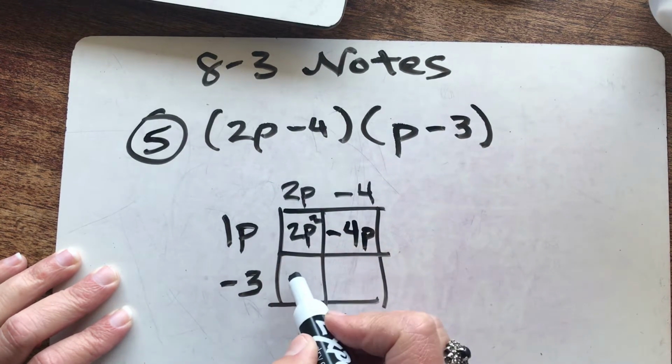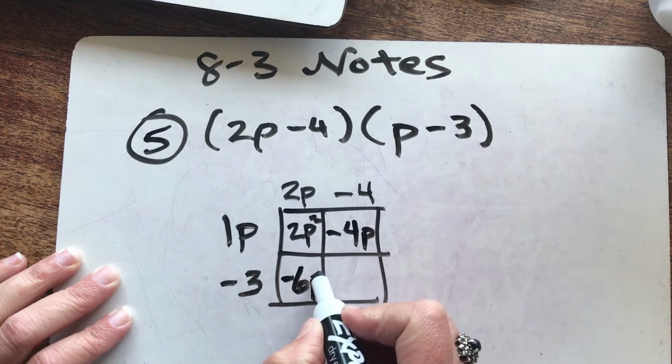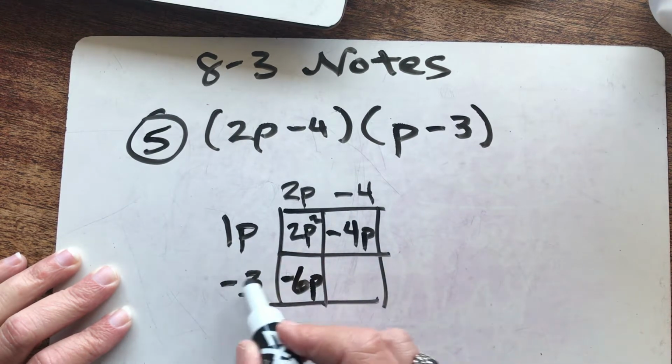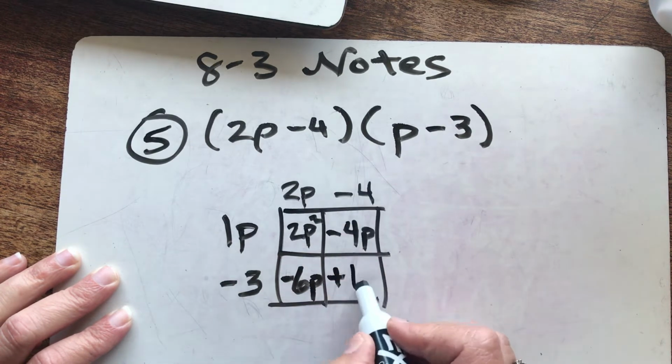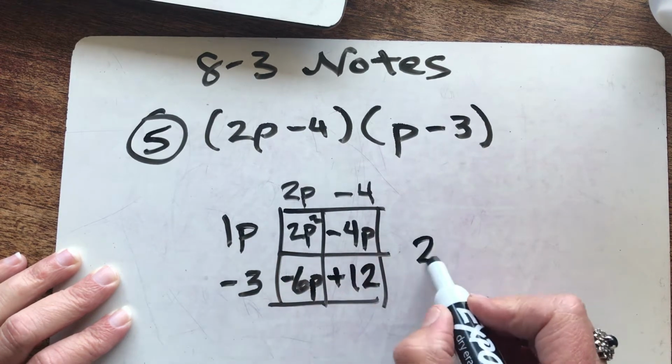Negative times a positive is a negative. 3 times 2 is 6p. Remember, we're multiplying to fill out our Punnett square here. A negative times a negative, ooh, positivo. And 3 times 4 is 12. 2p squared is the first part of my answer.